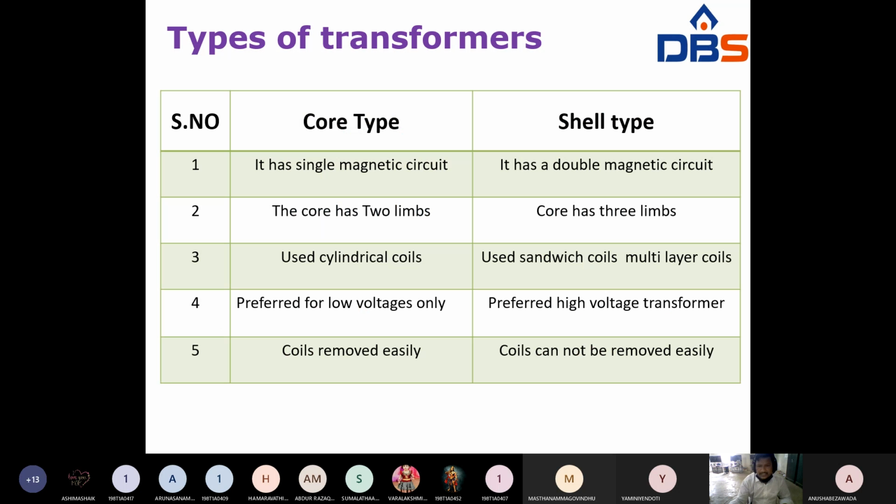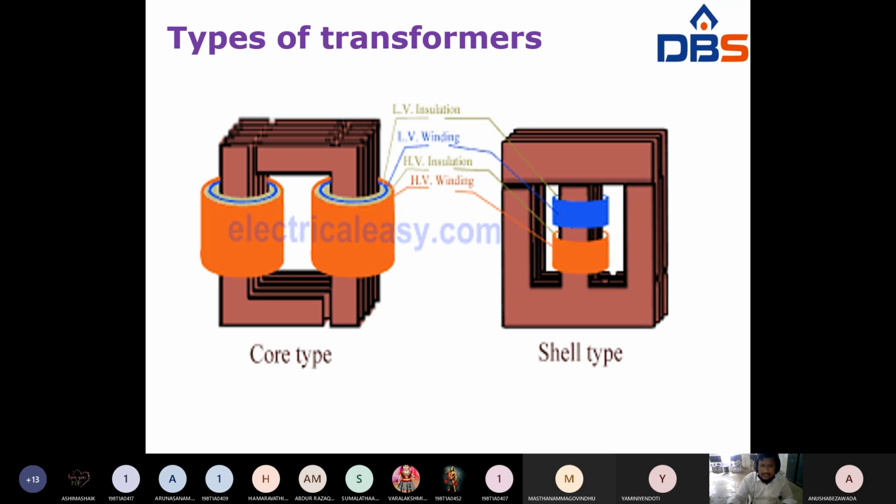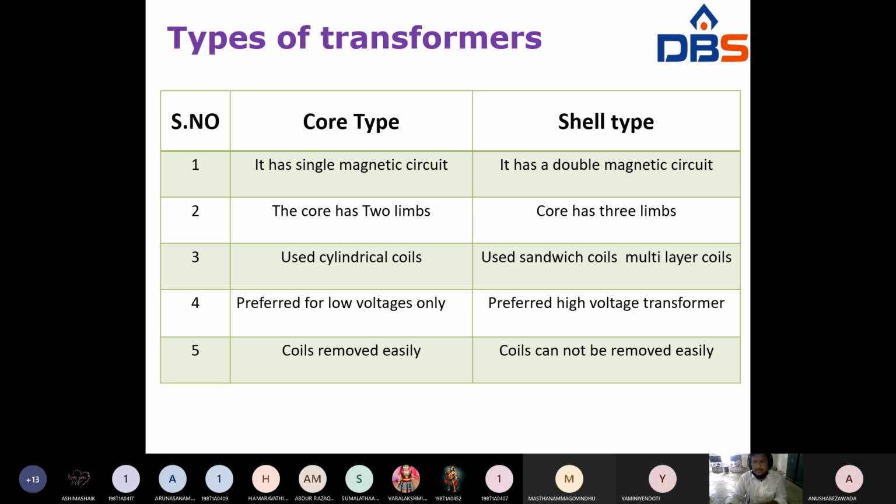Look at the difference. Single magnetic circuit, only one magnetic circuit. Here double magnetic circuit. Core has two limbs. Look at the figure once again. The core has two limbs. This vertical part of the transformer is called a limb. Only two limbs. Compare the shell type: one limb, two limb, third limb. So in core type transformer only two limbs are there, but in shell type transformer the core has three limbs, right? And it is a cylindrical coil. Core type transformer may use cylindrical coils, whereas in shell type sandwiched coils are used, and preferable for low voltages only.